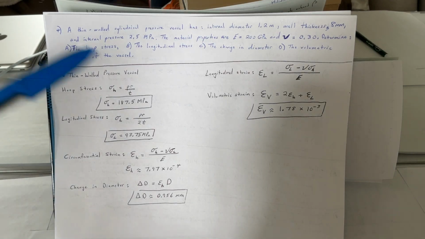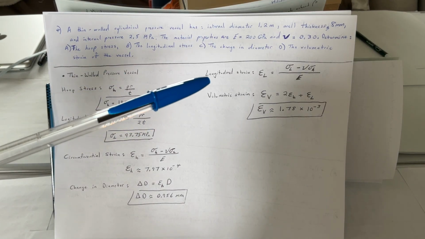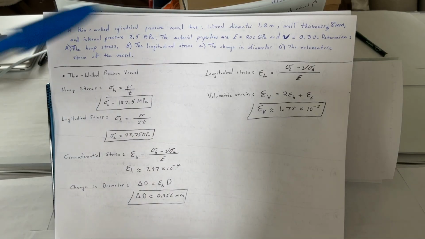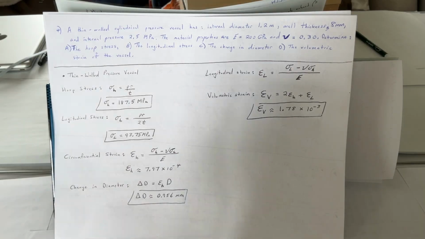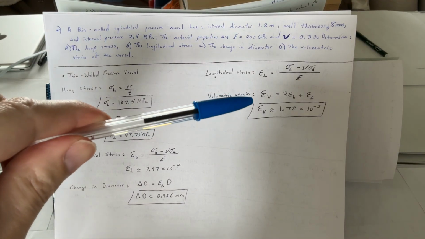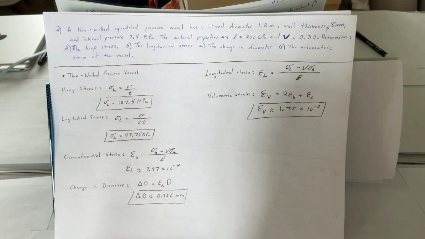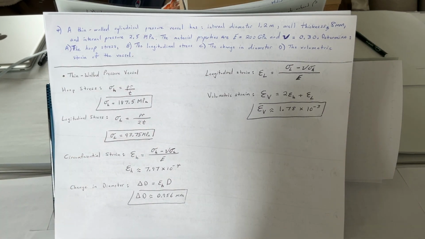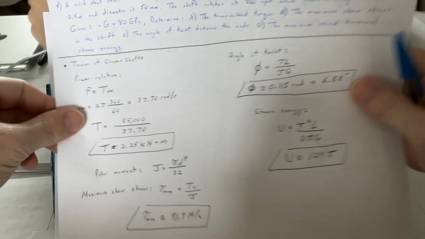Okay. And longitudinal strain, that's going to be epsilon sub L equals sigma sub L minus nu sigma sub h over E. And our volumetric strain, that's going to be epsilon sub V equals 2 epsilon sub h plus epsilon sub L, and that's going to yield epsilon sub V is about 1.78 times 10 to the negative 3rd. And that's all for number 4. Let's move along to number 5.